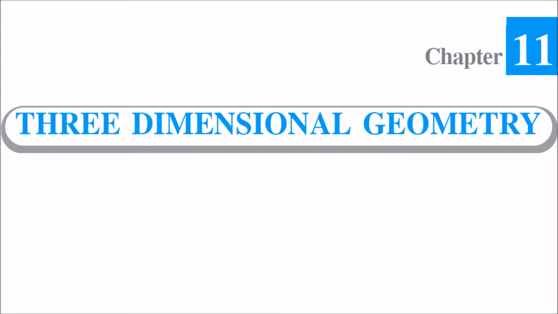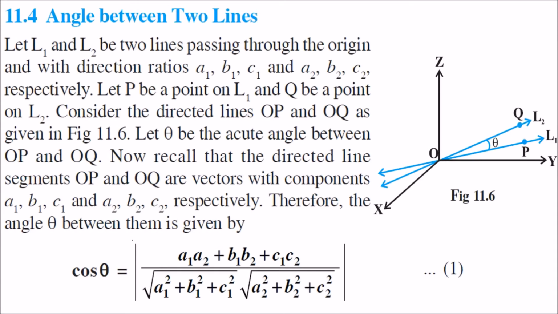We are discussing chapter 11, 3D geometry or three-dimensional geometry. So let us start. First of all, we'll talk about the angle between two lines. If these are our two lines, say this is L1 and this is L2, this is the angle which we are talking about.